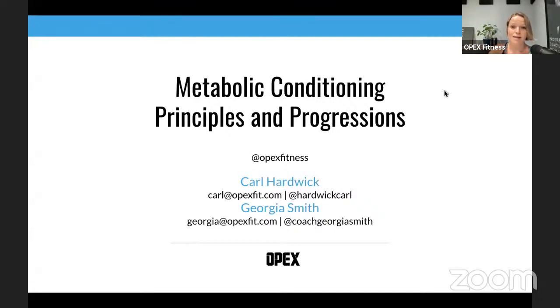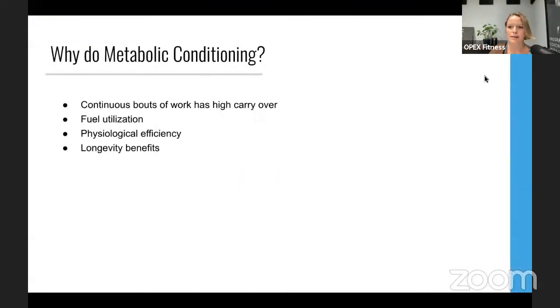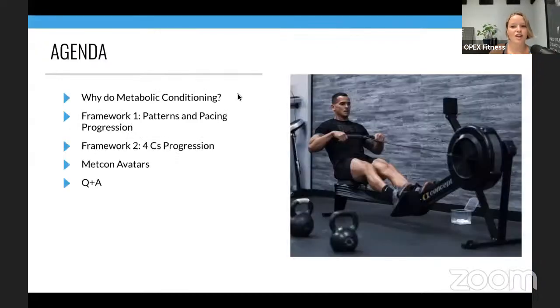Let's get right into it though, guys. We got a lot to get through. First of all, to give you a little bit of insight into what our agenda is for the day, I'm already skipping ahead on slides as I love to do. First up, we're going to hit a little bit of why do metabolic conditioning, because I think it's important that we set the tone of why we're doing this so that we're not doing it just because we saw Metcons looked pretty cool on Instagram. We got to have a reason for it. We're going to introduce a couple of frameworks, so our patterns and pacing progression, and then also our 4Cs progression to help you figure out how to design Metcons most effectively.